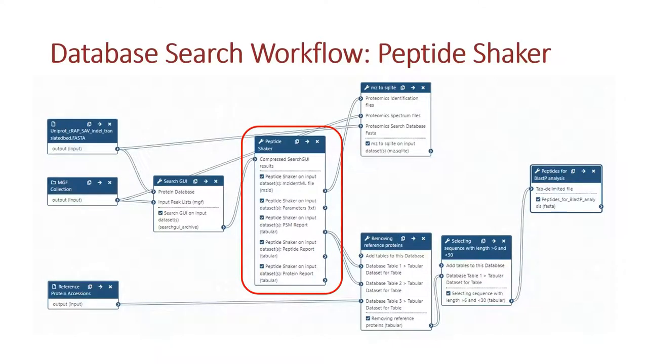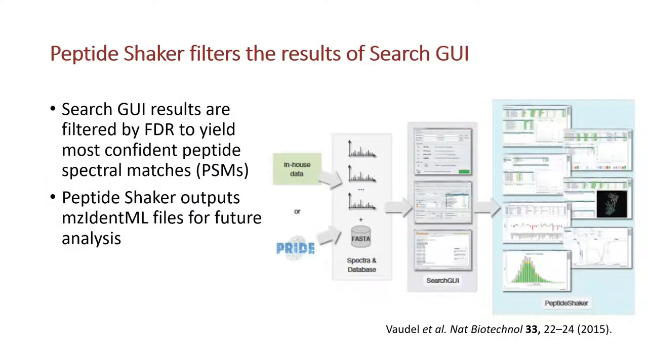Once PSMs have been identified using Search GUI, the results go to this next node, Peptide Shaker. Peptide Shaker is in many ways a companion piece to Search GUI, having also been developed by the Martens group. The Search GUI results include all potential PSMs generated from your data, regardless of the quality of the match of the spectra to the putative peptides.